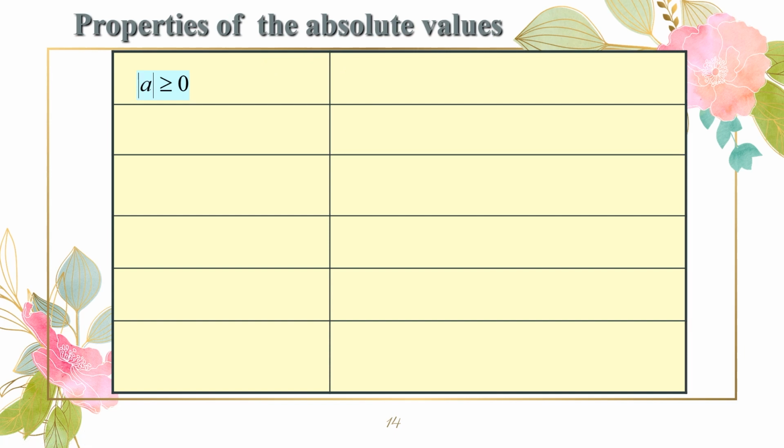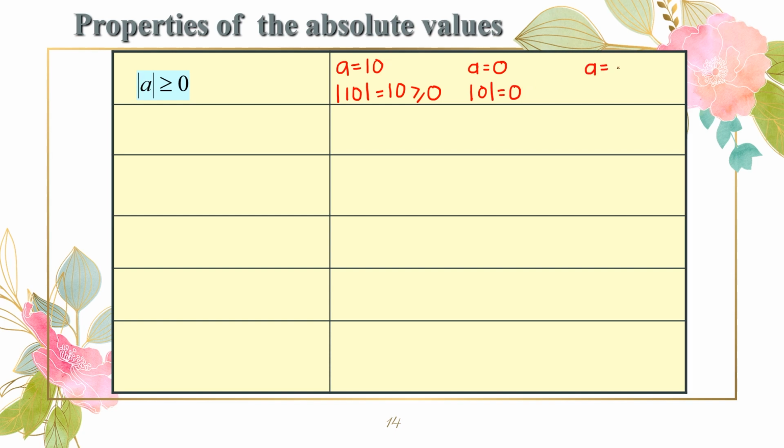Properties of the absolute values. The first one, absolute values of a number is always positive or equals 0. For example, if we have a equals to 10, therefore absolute values of 10 is 10, which is greater and equal 0. If we have a equals to 0, so absolute values 0 will give us 0, which is equals to 0.